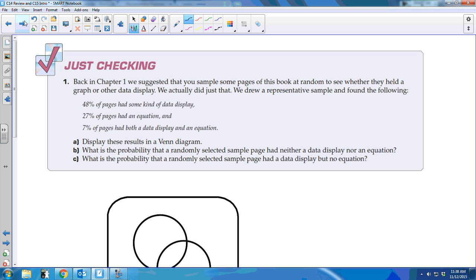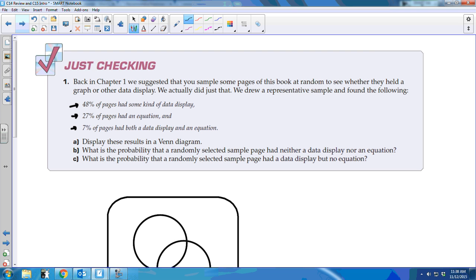So back in chapter 1, we suggested that you sample some pages of this book at random to see whether they held a graph or other data display. We actually did just that, and we drew a representative sample and found the following. So they did not look at every single page in the book. They just looked at a sample of pages. And it says that 48% of pages had some kind of data display, 27% of pages had an equation, and 7% of pages had a data display and an equation. All right? So obviously there's some overlap.